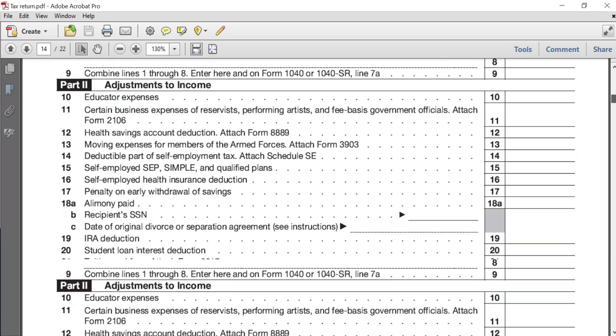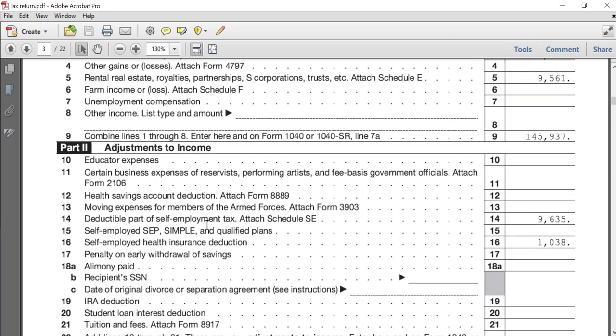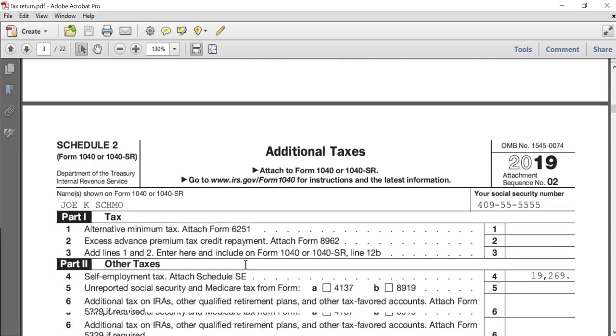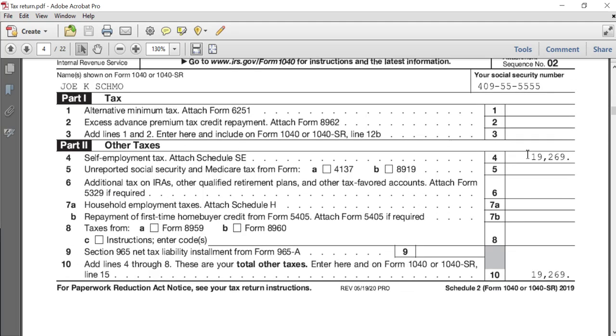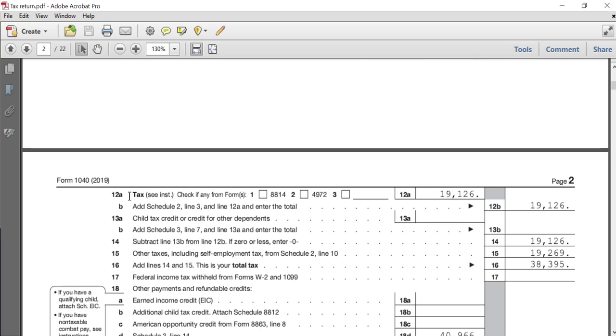So if we go back to the return and go up to the schedules, we can see the deduction right here, the $9,635. We're getting that as a deduction on the adjustments to income. This is on Schedule 1, so we have the additional income and the adjustments to income. And then on the tax, Schedule 2, the other tax, we're showing an additional $19,269. So if we go up to the 1040, as a result of being self-employed, he not only has ordinary tax, which is this right here, just your regular tax, he's also got self-employment tax, which is this right here. So we're adding this ordinary tax plus this self-employment tax to equal his total tax of $38,000.